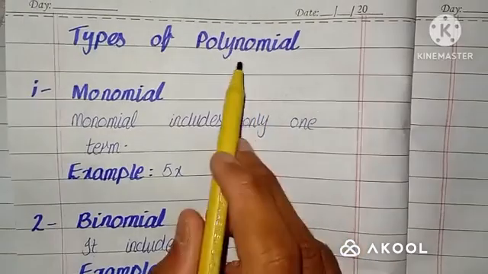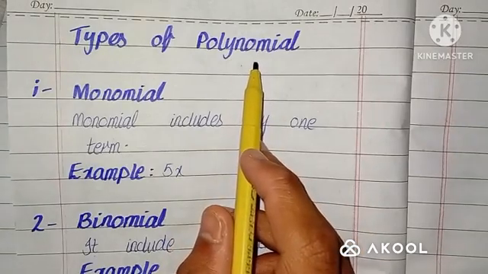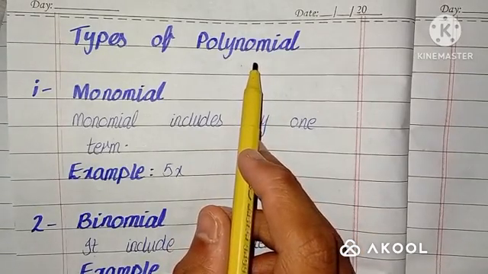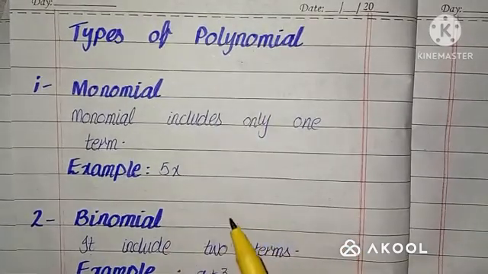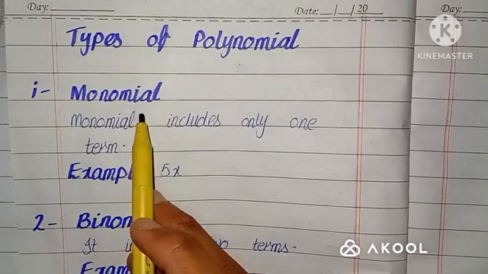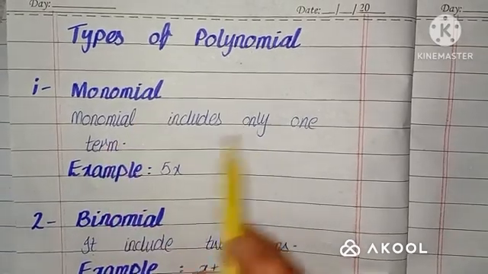Yes, so after this we have the types coming up. How many types do we have? We have exactly 3 types. Which ones are they? First, there is monomial. It is binomial. It is trinomial. First, let's discuss what a monomial is. A monomial includes only one term.